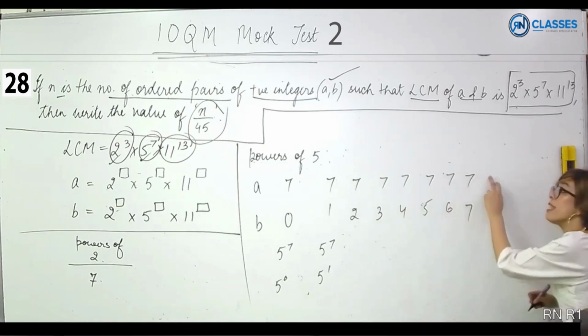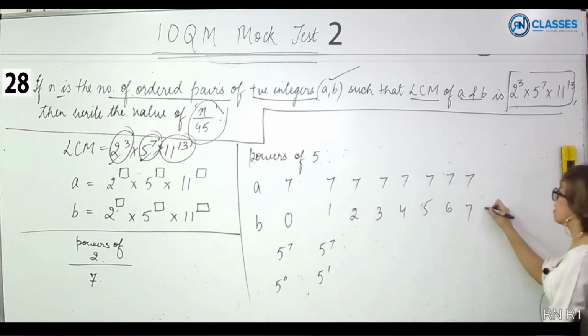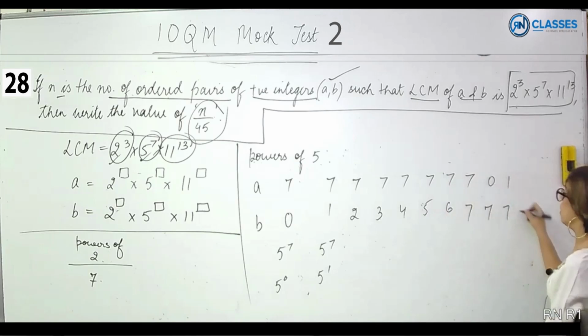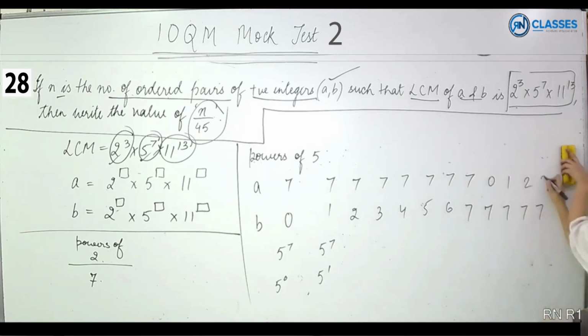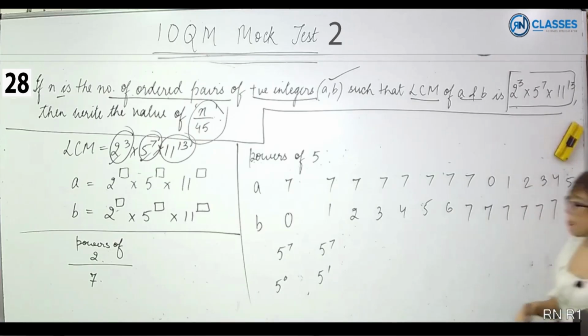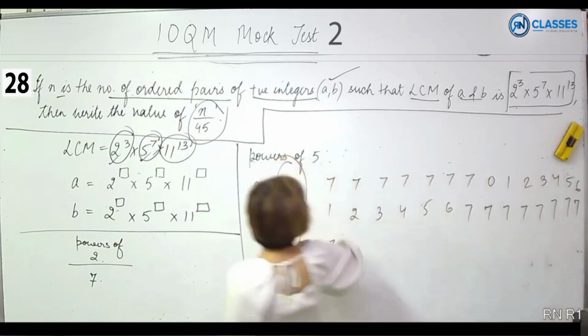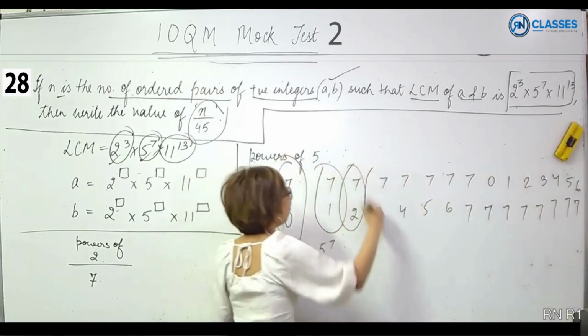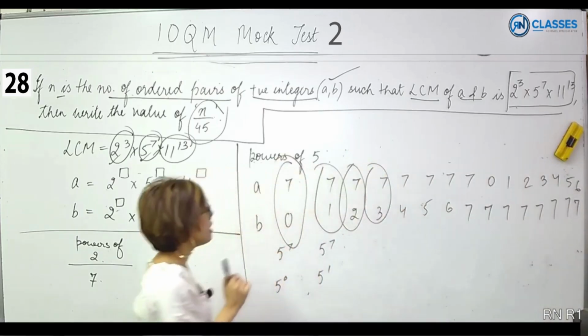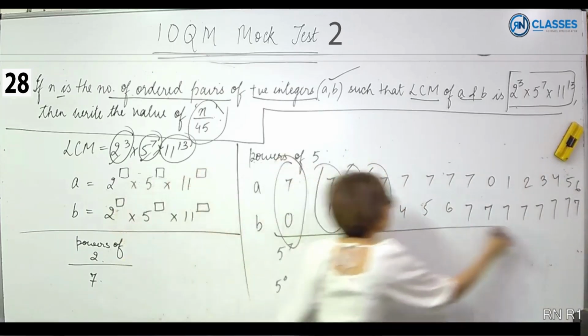Now obviously I cannot go 7 and 8. I need to reverse it now: 7 and 0, 7 and 1, 7 and 2, 7 and 3, 7 and 4, 7 and 5, and 7 and 6. Either this case will happen or this or this or this. And how many cases are these? These are 15 in number.